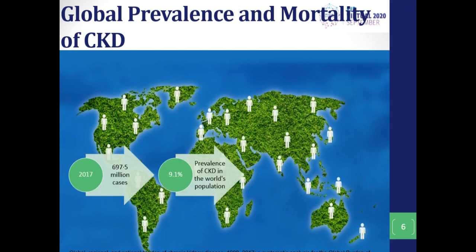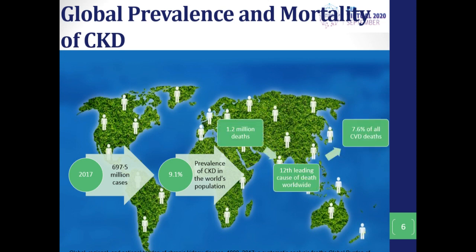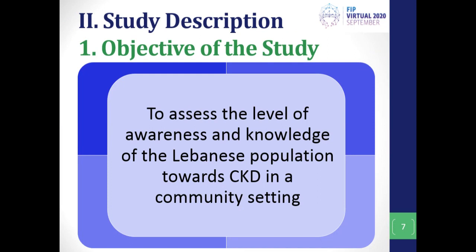In 2017, there were globally 697.5 million cases of CKD. The prevalence was estimated as 9.1% in the world's population. Also in 2017, CKD resulted in 1.2 million deaths and was the 12th leading cause of death worldwide. In addition, 7.6% of all cardiovascular disease deaths were attributed to impaired kidney function. Therefore, improving the public's knowledge about CKD and its risk factors is an important strategy for CKD prevention.